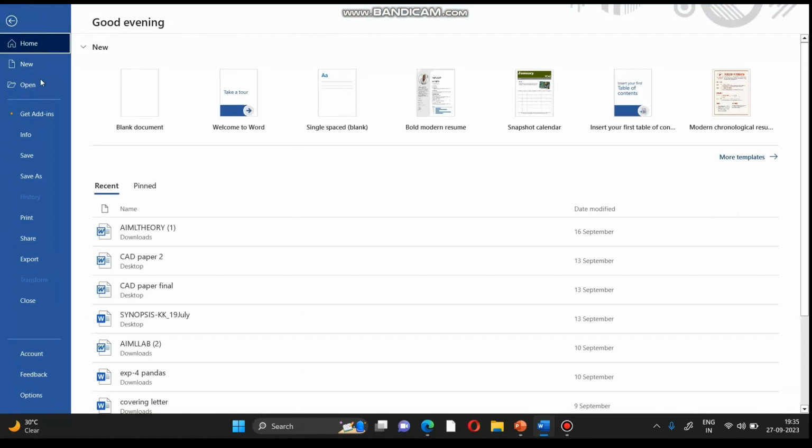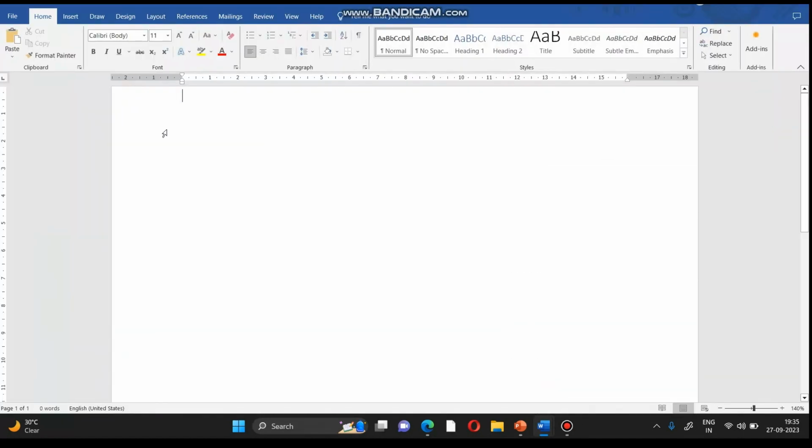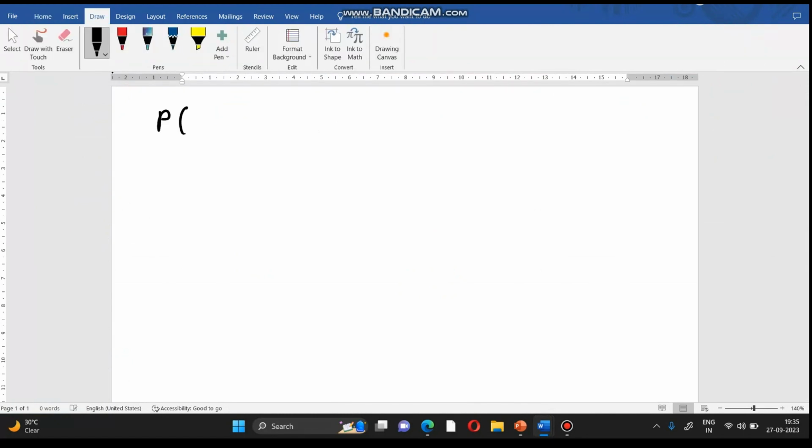Just let me open a new window. Okay, now let's see the derivation. We will derive this equation. We start with P of A given B. We know this is the probability of occurrence of event A when B has already happened. We can write it as P of A intersection B divided by P of B.